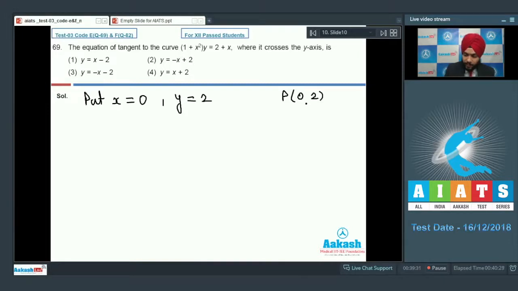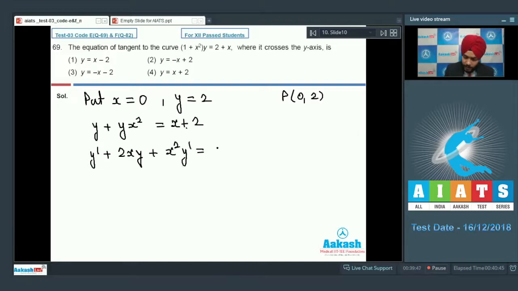Let us calculate the slope by differentiating the curve. The curve is y plus y x square is equal to x plus 2. Differentiating the curve and putting (0, 2) in, so y dash plus 2xy plus x square y dash equals 1. X is 0, so these two terms are 0, y dash is simply 1. Equation will be y is equal to x plus 2. Simple, option number 4 is the answer. Slope is 1, point is (0, 2), so y equals x plus 2. Let us move on to question number 70.